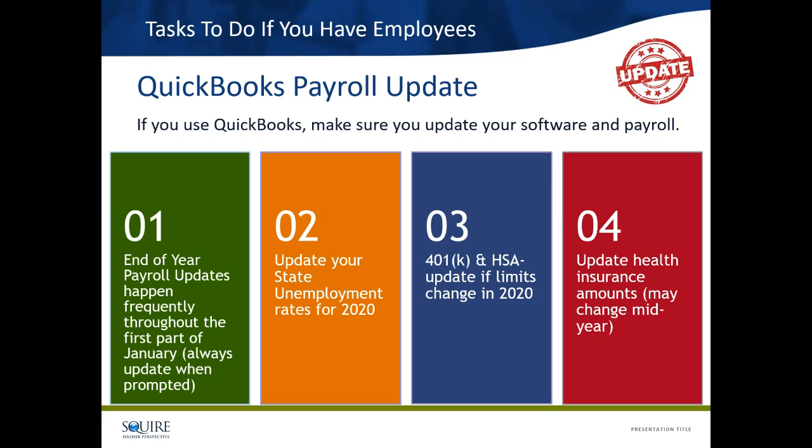And HSA, I know that limit changed. It was $7,100 for this year. Next year it's $7,200. So when you have that payroll item in your accounting system, one of the things that it asks you when setting that up is, what is the limit? And so you'll want to, in January, change that so that it shows the new $7,200. And I'm not sure if the 401k has updated for 2021, but keep an eye on that and update that as needed.